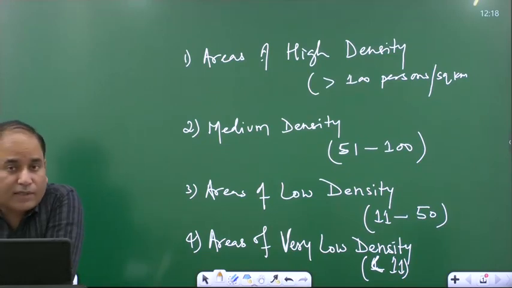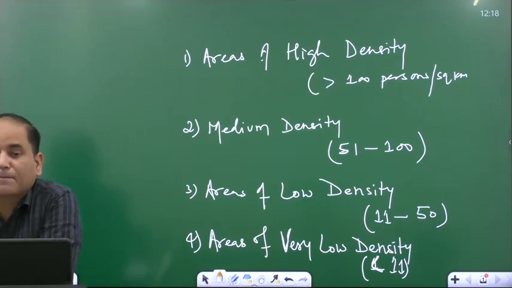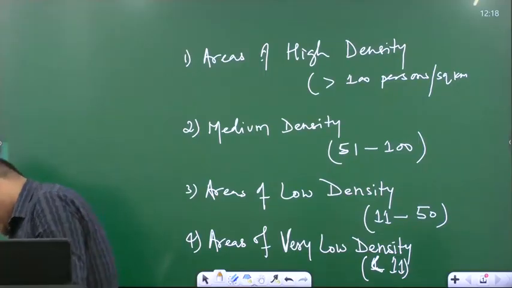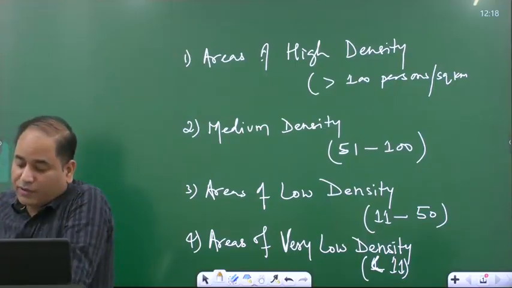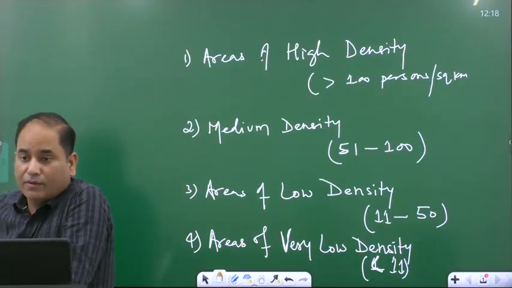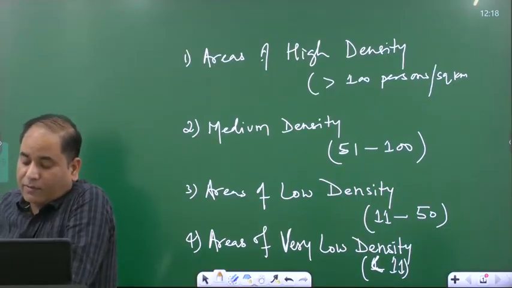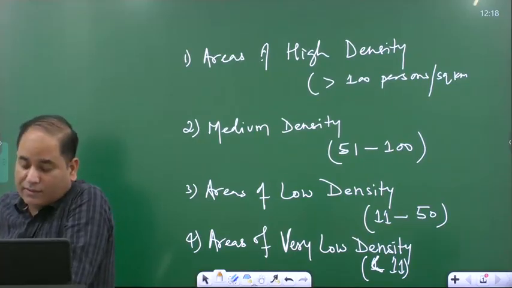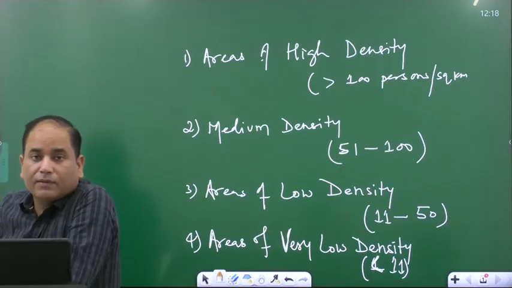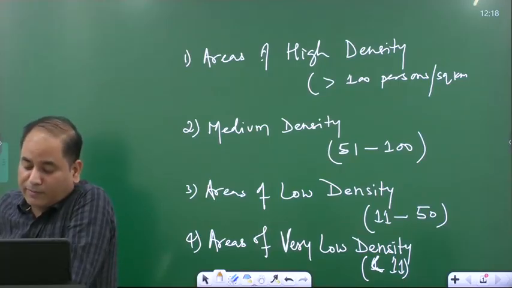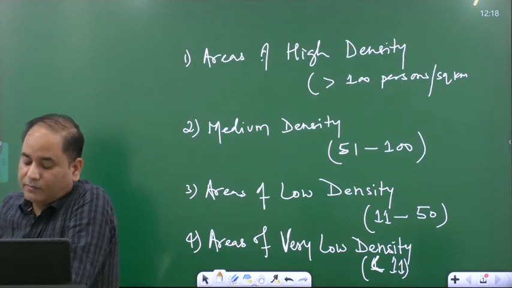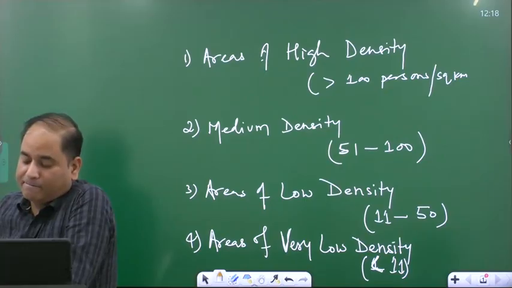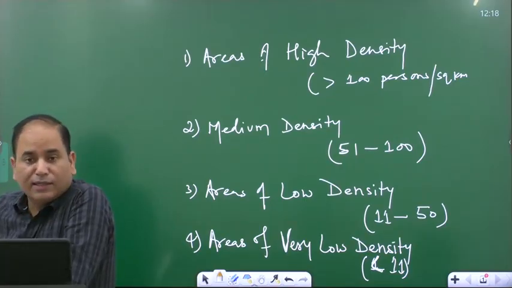Then we have the second pocket, South Asia. In South Asia we have India, where population density is 382, Bangladesh 1101, Pakistan 244, Sri Lanka 315.